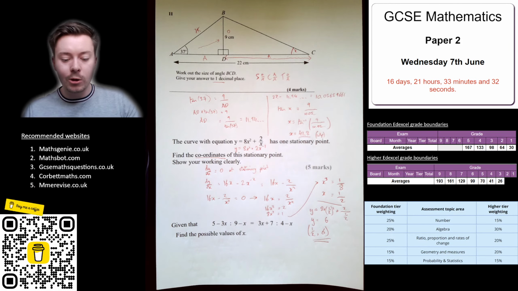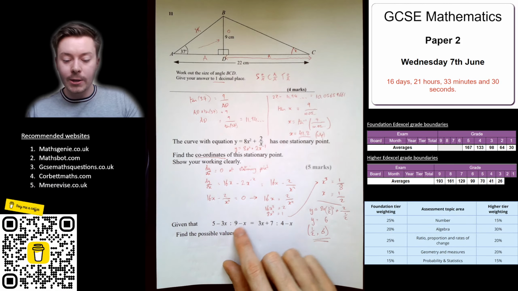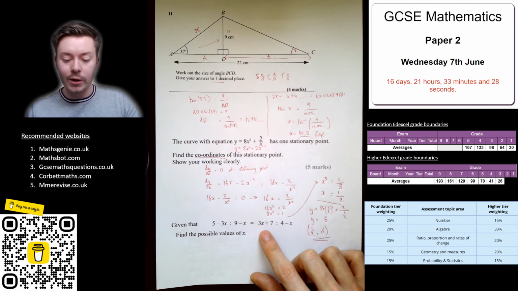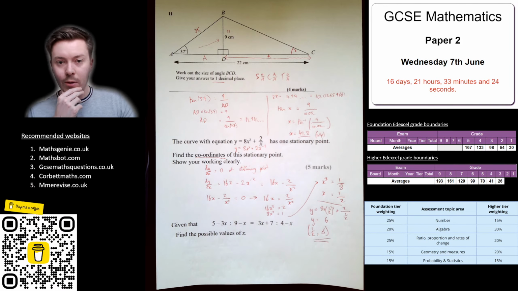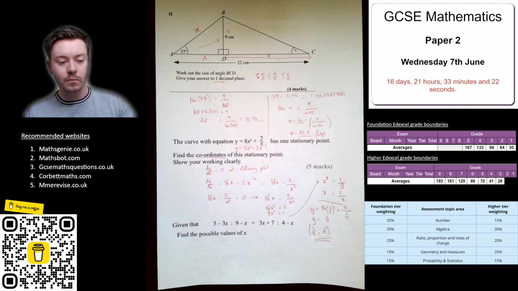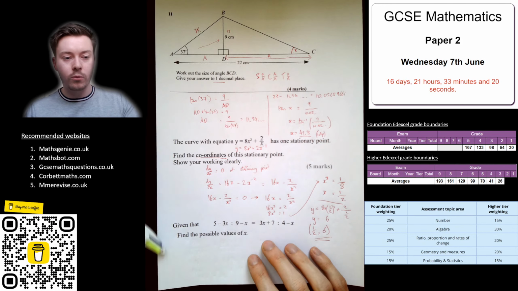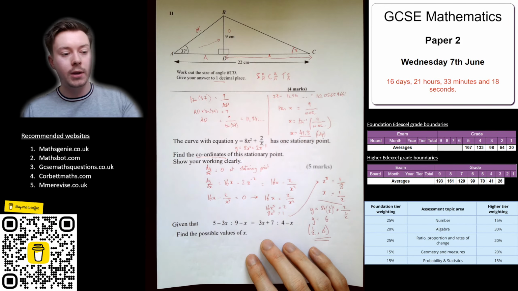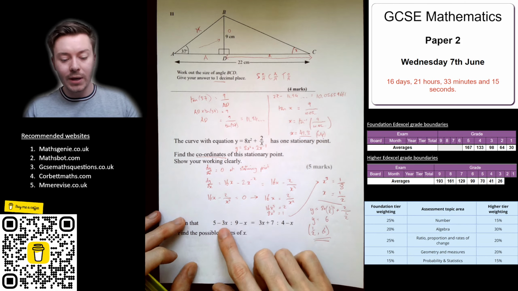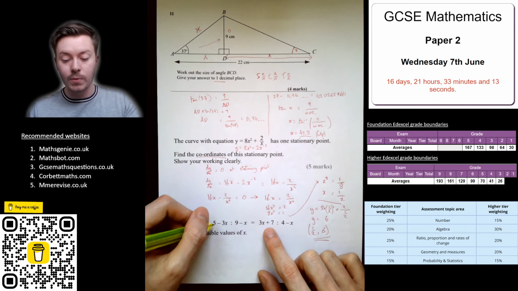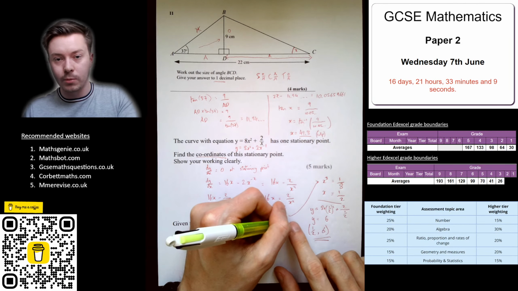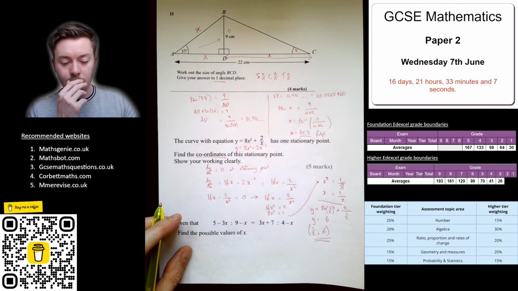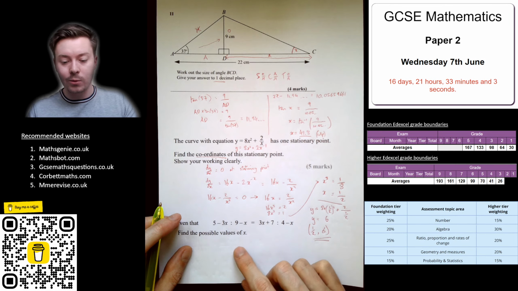Right, now the last question: 5 minus 3x and 9 minus x is equal to 3x plus 7 to 4 minus x. Find the possible values of x. Hopefully there's enough room on the paper for this. What we need to do is basically some multiple of this has got to be equal to some multiple of this, and some multiple of this has got to be equal to some multiple of this. Okay? And that should then allow us to work this out.